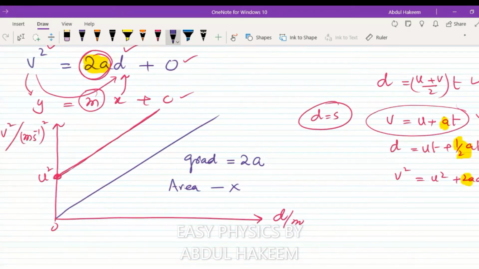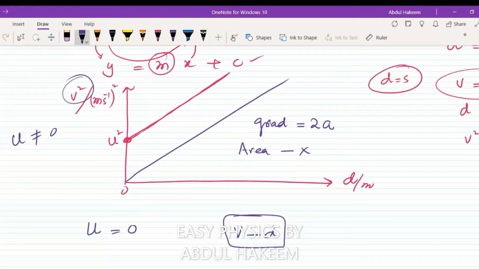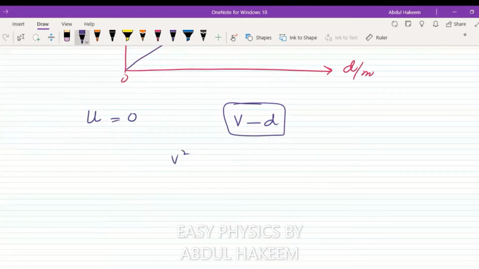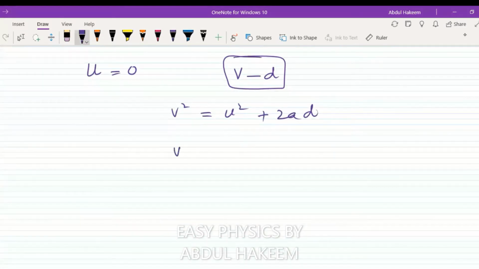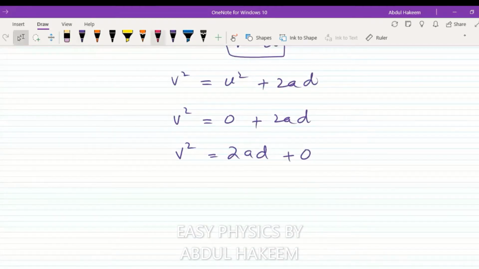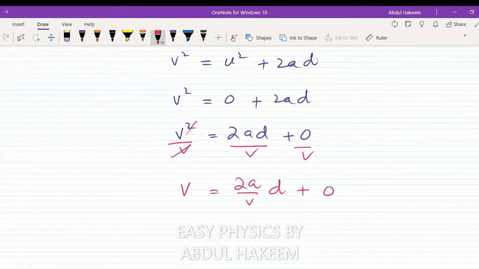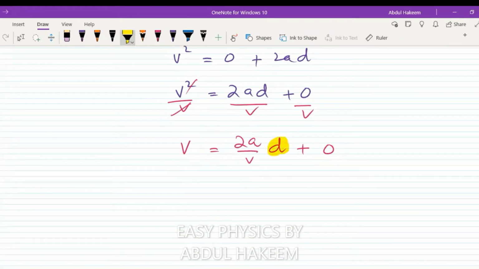And next, if the question is, initial speed is 0, sketch the plot of v against d graph. This is v against d, not v squared. So we will take help from the third equation, v squared equals u squared plus 2ad. So it can be written as v squared equals 0 plus 2ad, or v squared is equal to 2ad plus 0, but v is required. So we will divide both sides by v. So one v cancelled. So v is equal to (2a over v) into d plus 0. So x-axis, this one, y-axis, this.